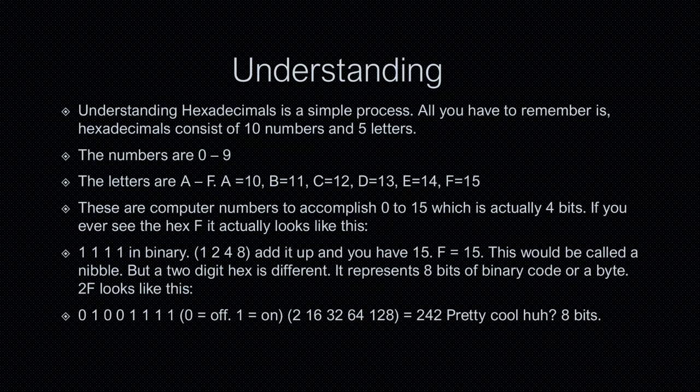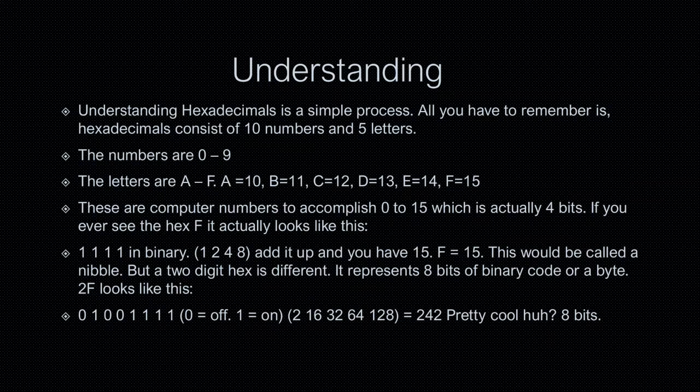4 is off, 8 is off, 16 is on, 32, 64, and 128 is on. You add them together and you have 242 as the decimal. Now, I wanted to explain to you 1111 is actually 4 bits. It's what is used in binary numbers, 0 and 1.